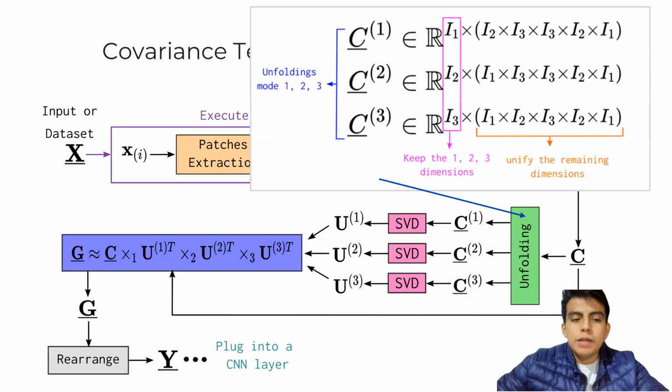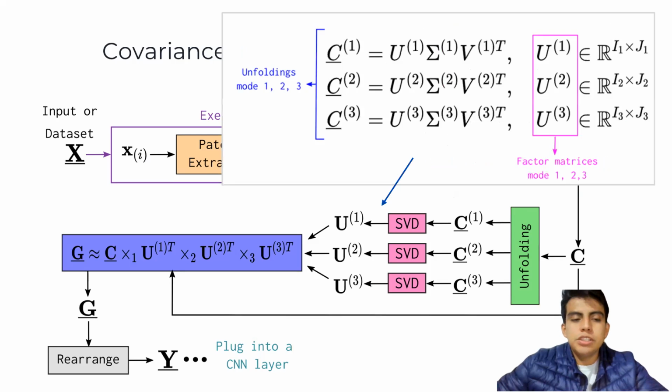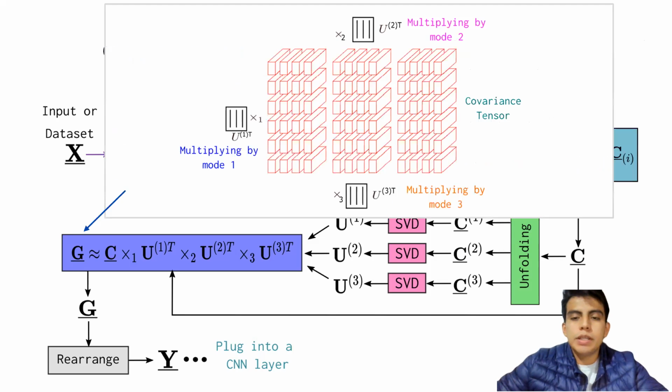Using this mean covariance tensor, we can get a core tensor by Tucker decomposition. But first of all, we need some factor matrices. So we unfold the mean covariance tensor with modes 1, 2, and 3. Then we apply a singular value decomposition to finally obtain our factor matrices U. With these factor matrices, we can obtain an approximation of the core tensor with the following equation.